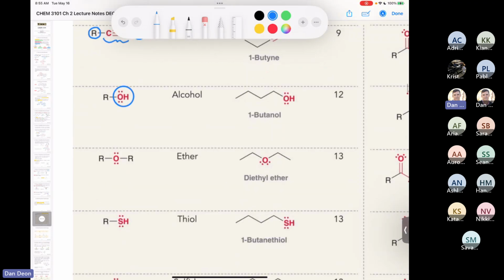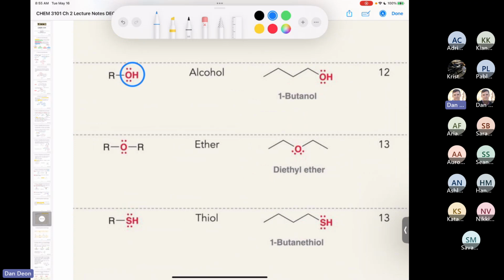The next one is an ether. An ether is kind of like an alcohol in a way, but you replace the hydrogen with an R group. So an alcohol looks like this, we have a hydrogen, whereas in an ether, we replace this hydrogen with an R group instead. So can an ether, if you just have a pure ether, do hydrogen bonding? Just yes or no?